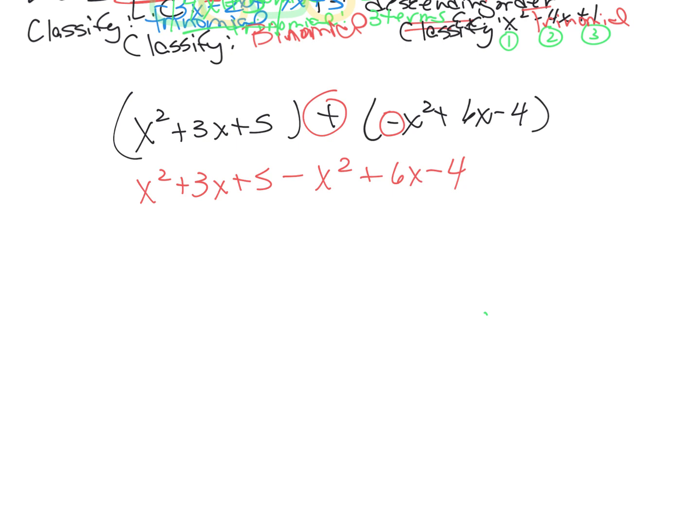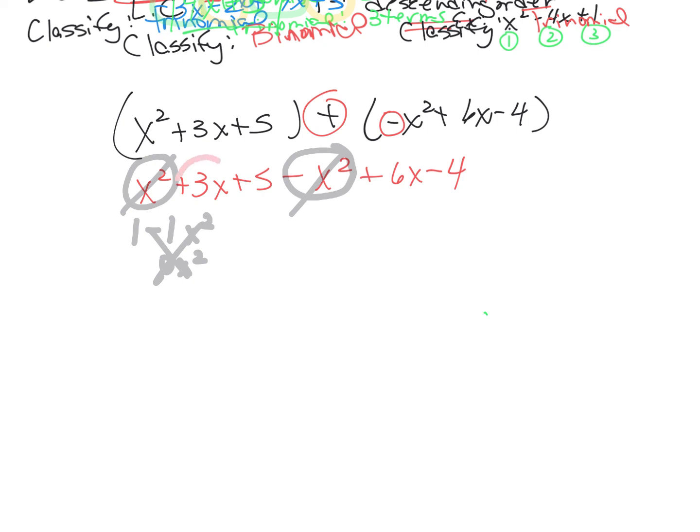Okay, so now we're going to combine like terms, right? So I have an x squared and I have a negative x squared. What happens when I take 1 minus 1 x squared? We get 0x squared. Well, 0 times x squared is just 0. So these two terms cancel out, right?